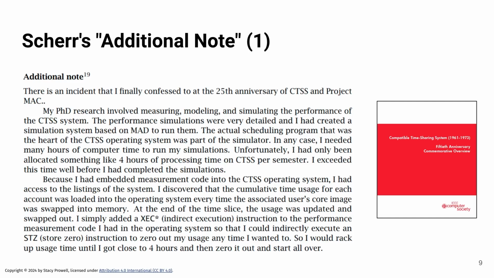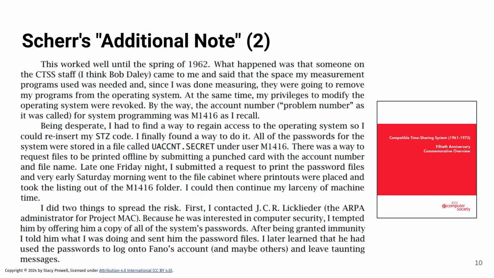So I would rack up usage time until I got close to 4 hours, then zero it out and start all over. Because again, he needed to do this work. This worked well until the spring of 1962. What happened was that someone on the CTSS staff, I think Bob Daly, another person who's sort of well known, came to me and said that the space my measurement programs used was needed. And since I was done measuring, right, I mean, you basically used up almost all your 4 hours, you must be done. They were going to remove my programs from the operating system. At the same time, my privileges to modify the operating system were revoked.